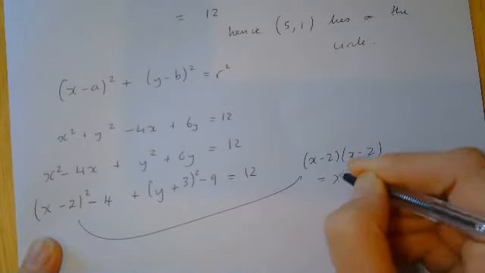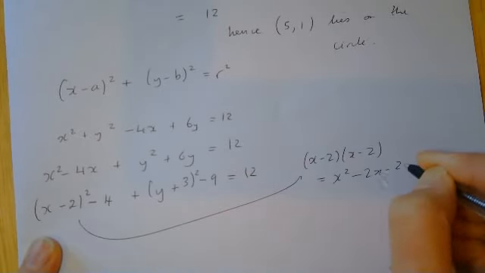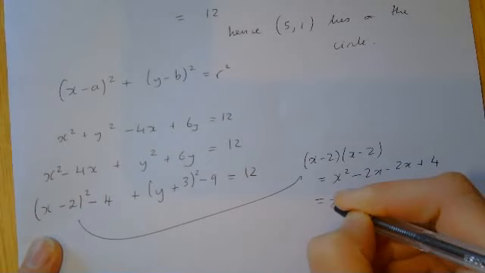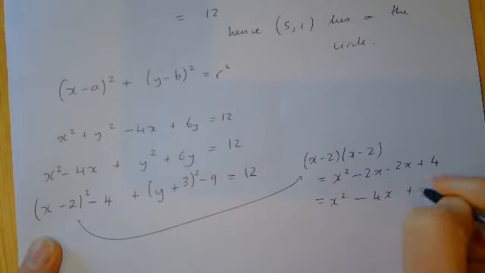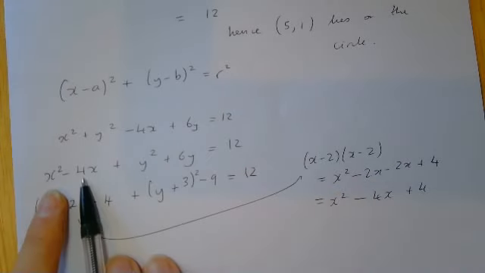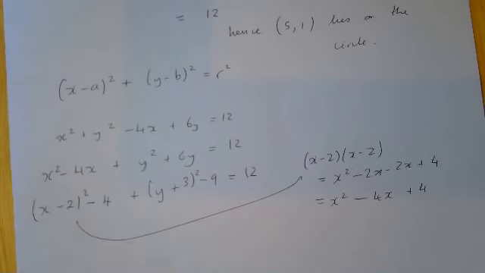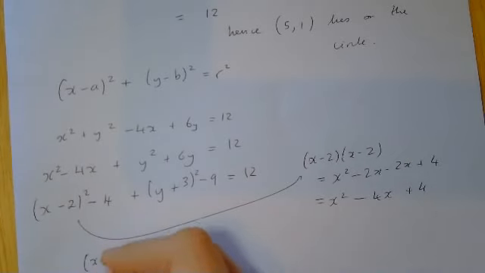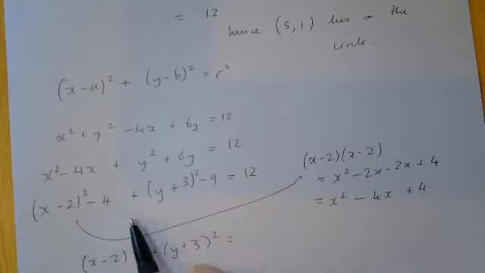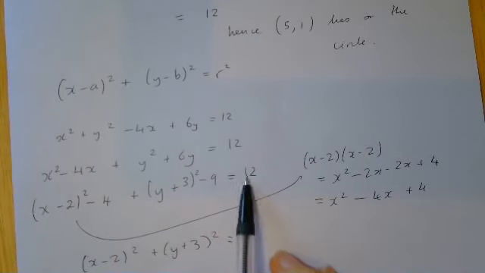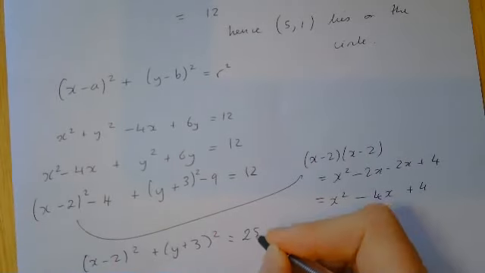Okay? So when I expand x minus 2 times x minus 2, I get x squared minus 2x minus 2x plus 4, which is x squared minus 4x plus 4. Now I want x squared minus 4x, but I don't want the 4, so I have to get rid of it. That's where that's come from. Right, put the numbers then on the other side.